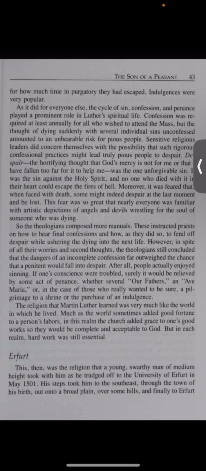Erfurt. This then was the religion that a young, swarthy man of medium height took with him as he trudged off to the University of Erfurt in May 1502. His steps took him to the southeast, through the town of his birth, out onto a broad plain, over some hills, and finally to Erfurt. So this is the page. There it is. A swarthy man of medium height, or a dark colored man of medium height.